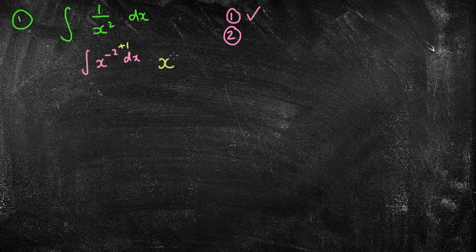I get x to the power of negative 1 over 1. Well, hold on. Look at this. That worked. There wasn't a 0 there. Therefore, guess what? Your actual answer is going to be just 1 on x. So that is a particular case where it wasn't a log.